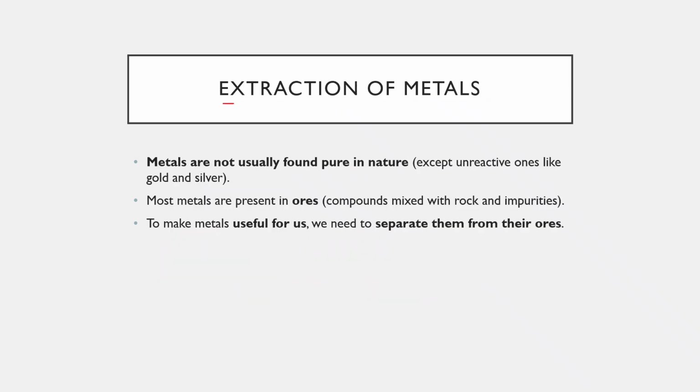Okay students, next topic is extraction of metals. Extraction of metals depends upon the reactivity series. If any metal is above carbon, the method we use is electrolysis, and any metal that is below carbon, the method we use is reduction with carbon. So metals are not usually found pure in nature except unreactive ones like gold and silver. Most metals are present in ores.